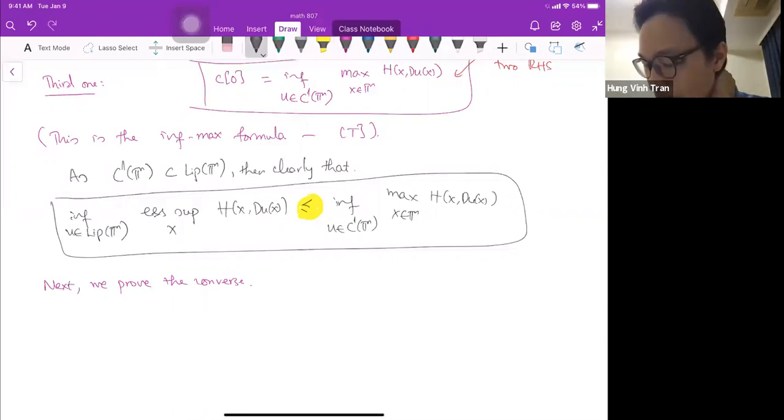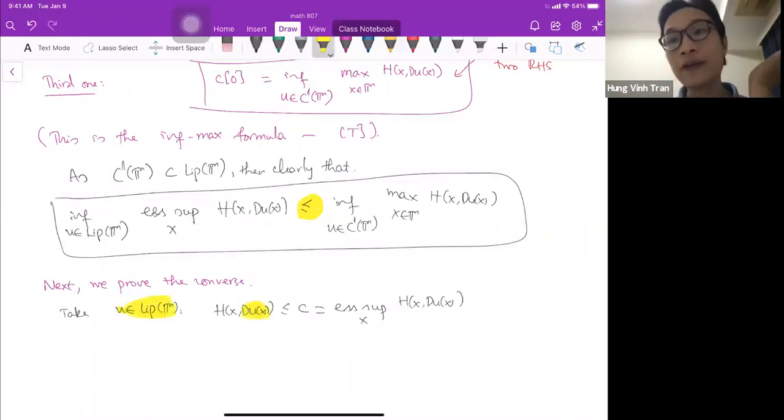Why? Because if you recall, we take u in the set of Lipschitz functions, we know already that h of x, du x is going to be less than or equal to c, and c, this one is nothing. You just define it to be the essential supremum of h of x, du x. Okay, so as usual, you have only used Lipschitz, so it's not defined everywhere.